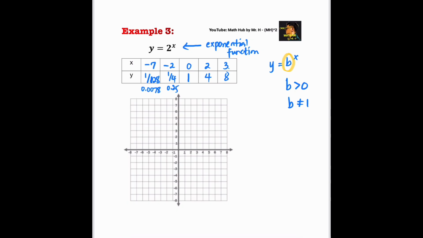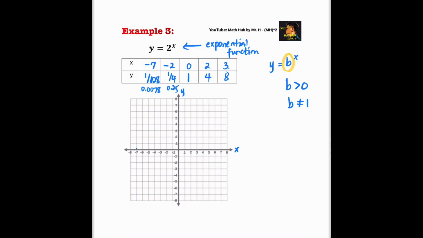Alright, so let's plot those points. If x is -7, y is 0.0078. You can say that it's here. It's very, very close to the x-axis, right? But it will not touch the x-axis. All right, so that is the point over there.